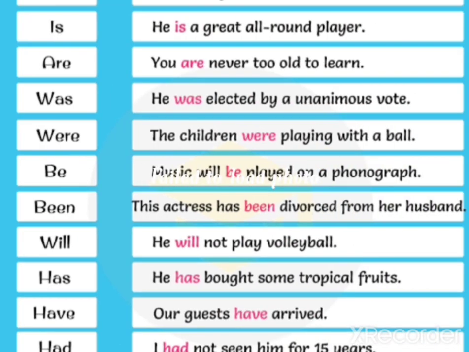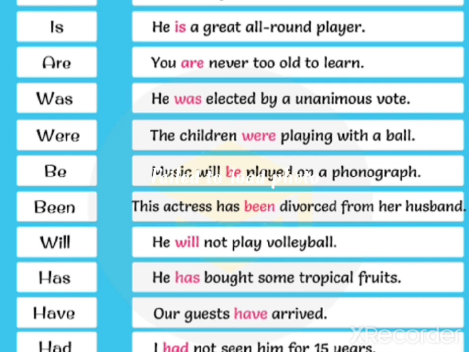Auxiliary verbs. Am. I'm sorry for what I have done. These are the examples. I am giving you one example so that you can understand it perfectly. Is. He is a great all-round player. Are. You are never too old to learn. Was. He was elected by an unanimous vote. Were. The children were playing with a ball. Been. This actress has been divorced from her husband.